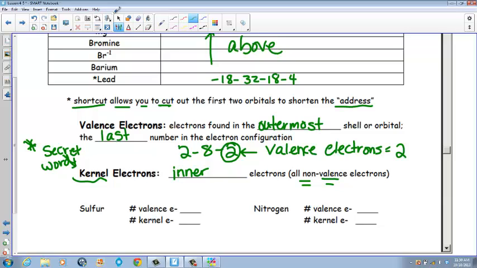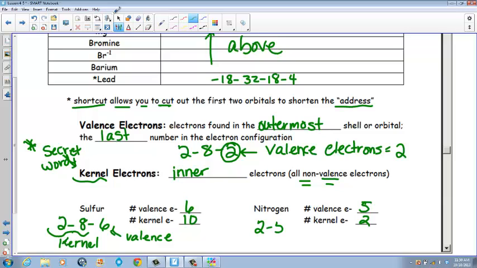All right, so sulfur has 6 valence electrons. The kernel on the inside is 10. So when we look at the periodic table and we look at the electron configuration, it's 2-8-6, with 6 valence, and then everything else are kernel, and that's where we get the 10 from. Okay, nitrogen, valence electrons are 5, kernel electrons 2. So this electron configuration will be 2-5.